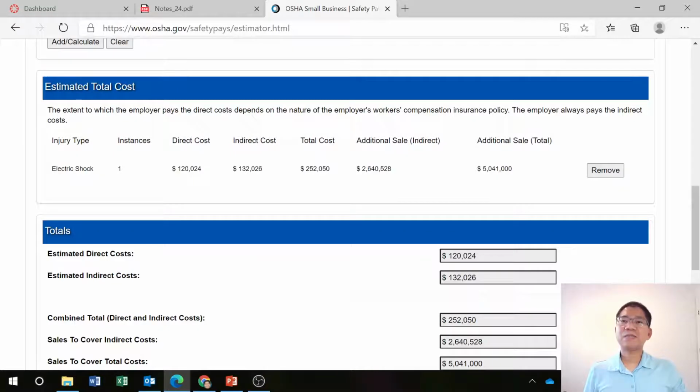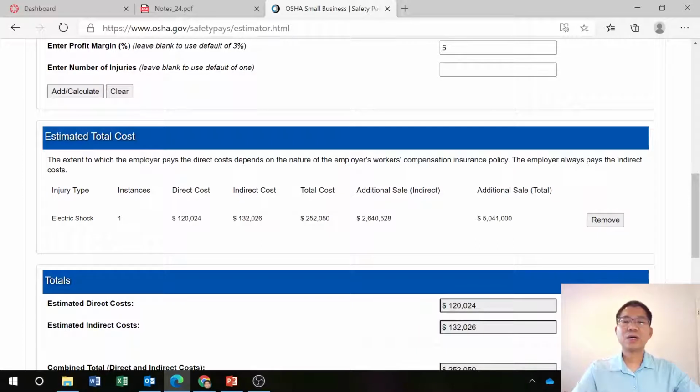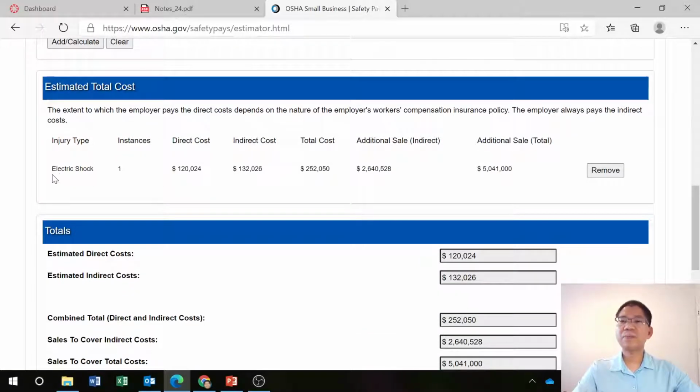So you have that estimated total cost. The extent to which the employer pays the direct cost depends on the nature of the employer's workers' compensation insurance policy, something we talked about in the previous lesson. And then the employer always pays the indirect cost. So as you can see, injury type electric shock, only one. Direct cost 120,000. Indirect cost 132,000. So the total cost of one electrical shock is $250,000.